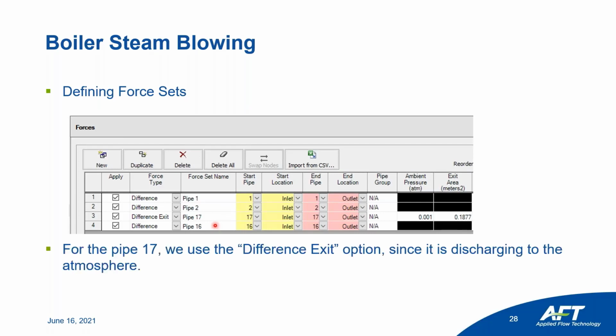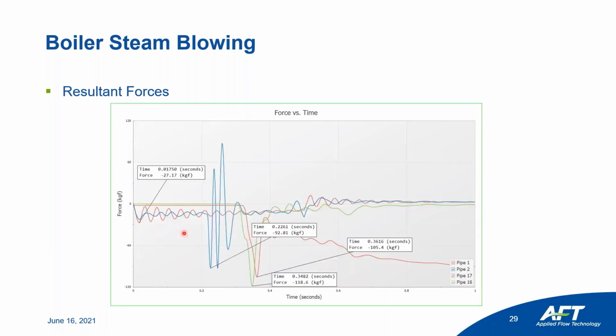The same for pipe 17, we use the differential exit option because it's different. It's discharging to the atmosphere, and it has only one elbow, so we want to calculate the change of momentum due to the flow, considering it has only one elbow. Here are the resultant forces. We can see how they change in time for pipe 1, pipe 2, pipe 17, and pipe 16.